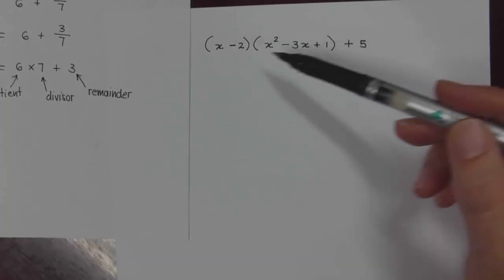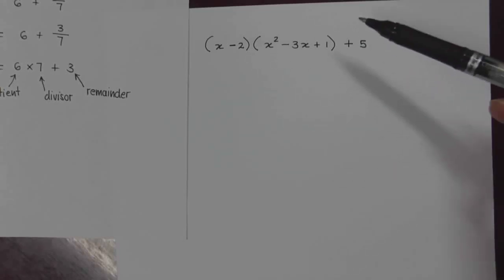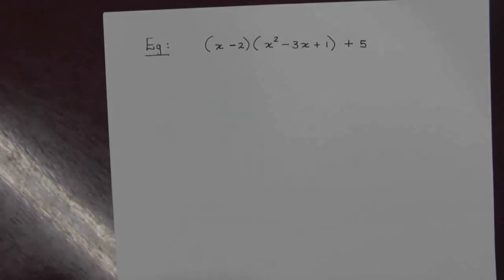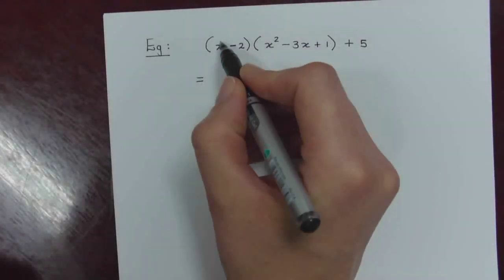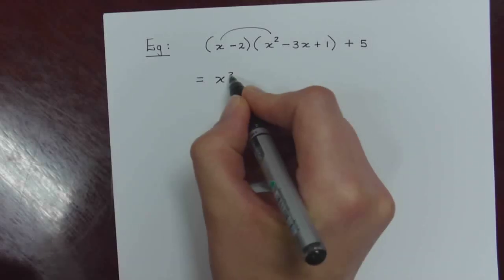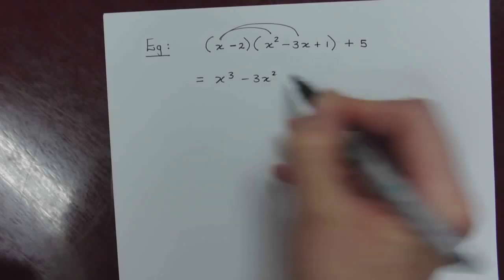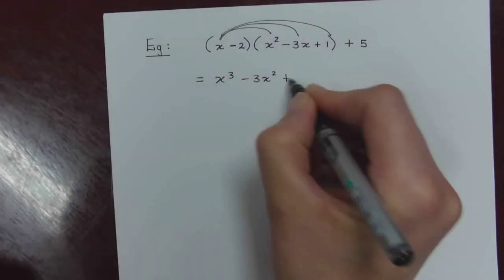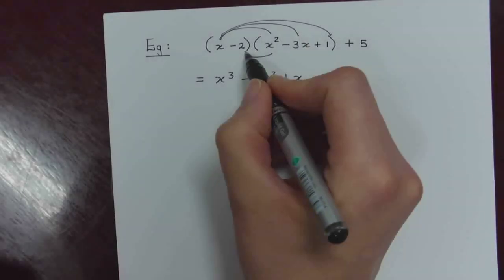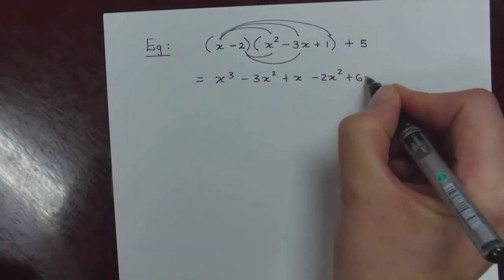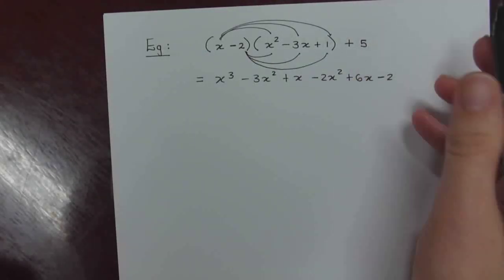So we're just quickly going to look at this so that you can then understand when I have an answer and I break it up again, you can understand where this comes from. So we'll just multiply this out and we will say it's going to be x times x squared, which is x cubed, and then x times negative 3x, which is negative 3x squared, and then x times 1, which is plus x, minus 2x squared plus 6x minus 2. And then I'm just going to bring down that plus 5.